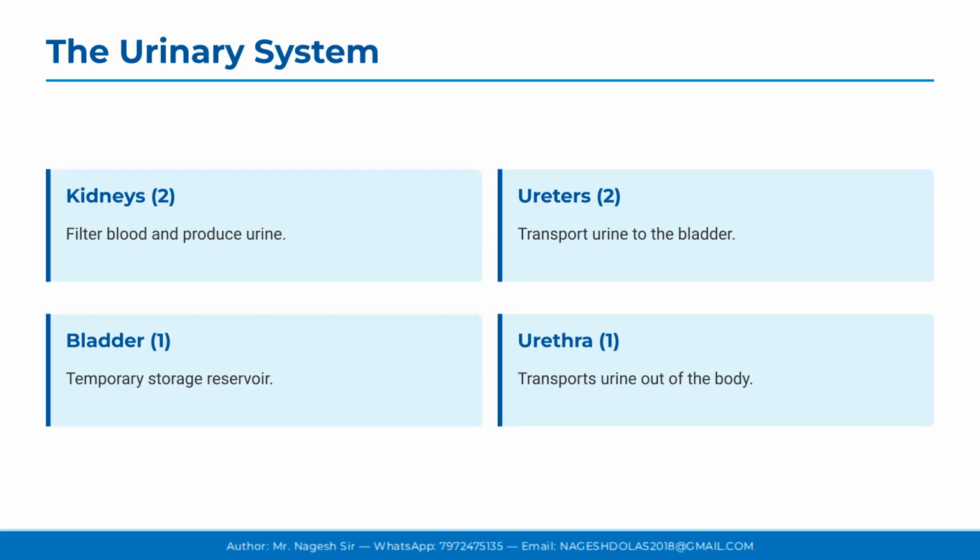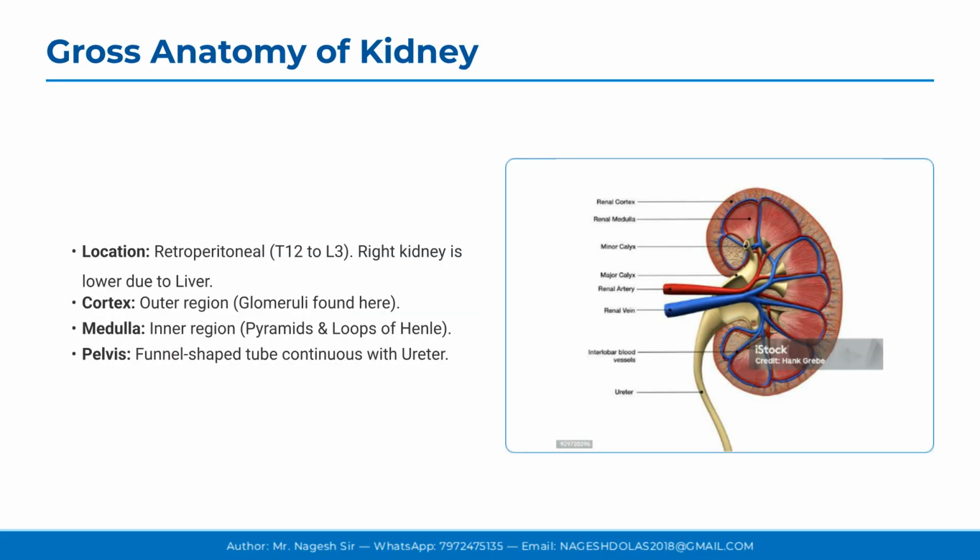The urinary system consists of the kidneys, which filter blood and produce urine, the ureters, which transport urine, the bladder, which stores urine, and the urethra, which transports urine out of the body. The kidneys are located retroperitoneally, with the right kidney slightly lower.